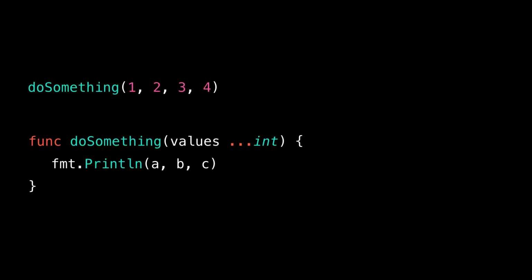The current fmt.Println statement will no longer work as the variables a, b, and c no longer exist, but we can just empty that and replace it with the variable values. This will now print out a slice, the slice that we just created, containing the values we've passed it.